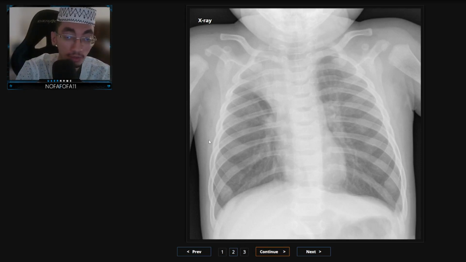So pause the video, let me know the finding and the diagnosis, then you can resume. All right, let's continue now. So the abnormal finding that can be seen here obviously is within the right upper lobe, there's an area of ossification. There's an area of an ossification that is seen within the right upper lobe.